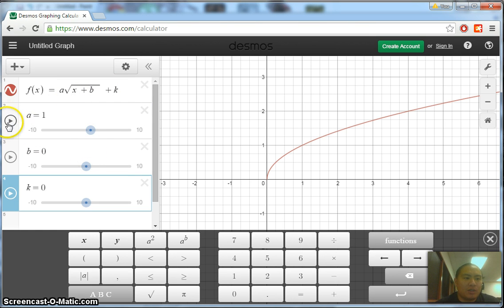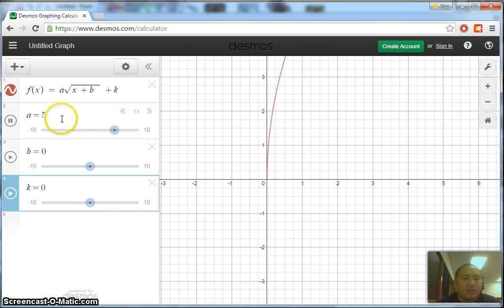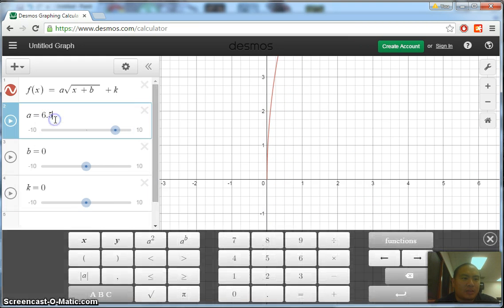All right, so you can always play around with these things with the slider tools. Watch as I increase a, it just makes it stretch out upwards. That's the vertical stretch. And then from here we're starting to compress it, and now it's flipped over to the other side. So once it's negative, then it's a flip over the horizontal axis, essentially over the x-axis. All right, so let's set this thing back to 1.